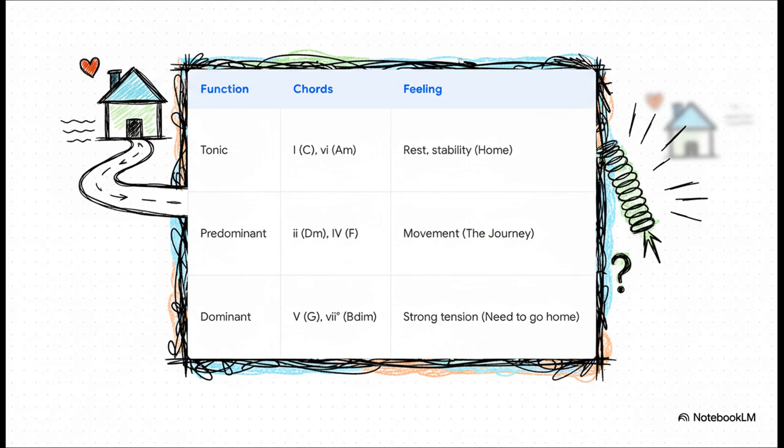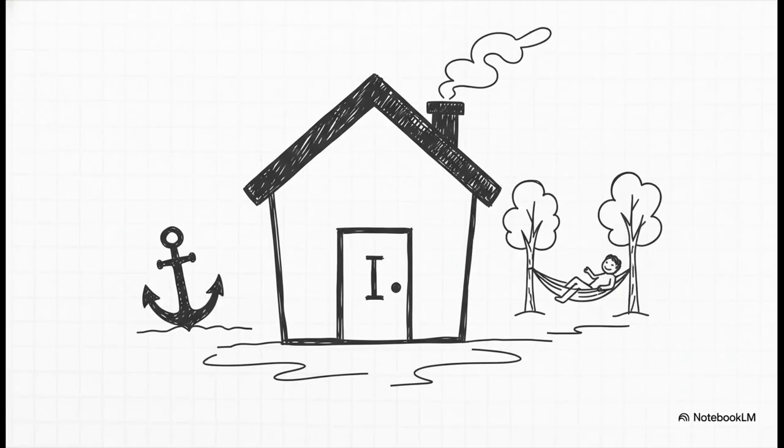Okay, so how does a song actually create this journey? Well, it turns out that in any key, chords basically have one of three jobs or functions: tonic, predominant, or dominant. Each one has its own specific job, its own feeling that helps tell the story. Let's break them down.